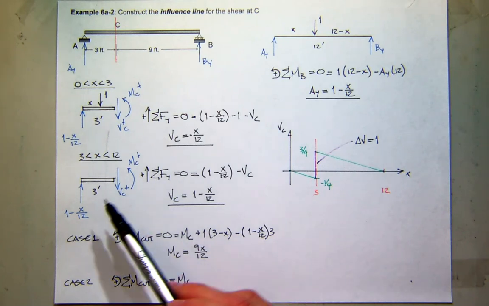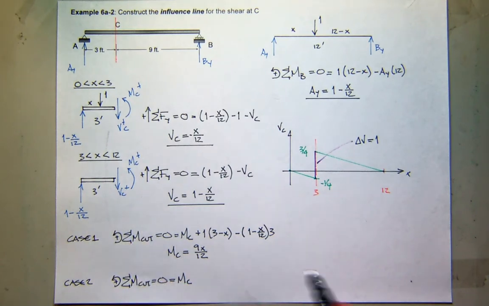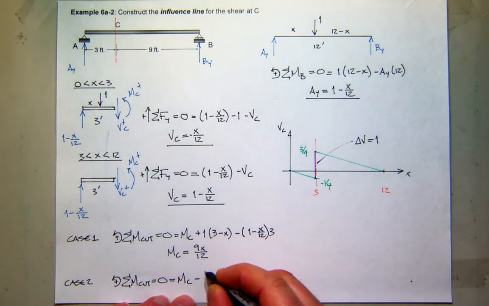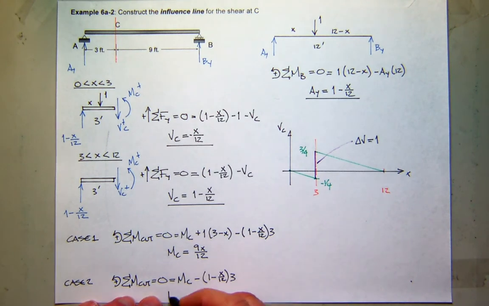But what we do still have, though, is the reaction at A, right? And it's the same. So it'll be minus, the force is 1 minus X over 12, and a moment arm of 3. So what is the moment? MC. It's all that. You could just leave it like that if you wanted to, or you could run the 3 through it, and you'd get 3 minus 3x over 12.